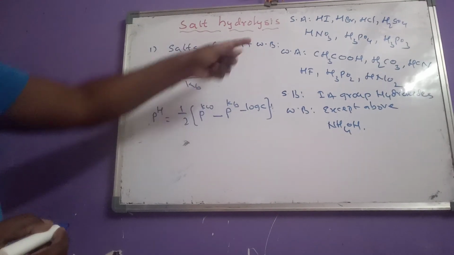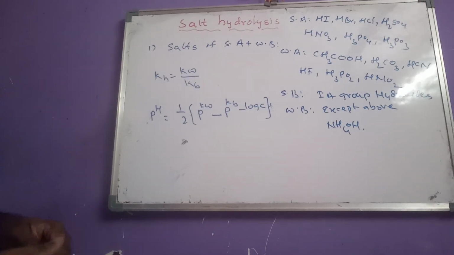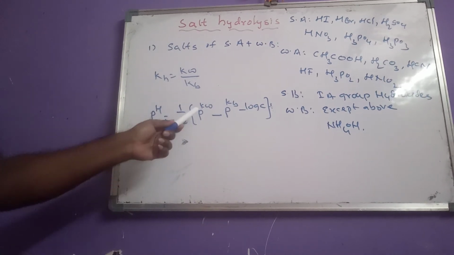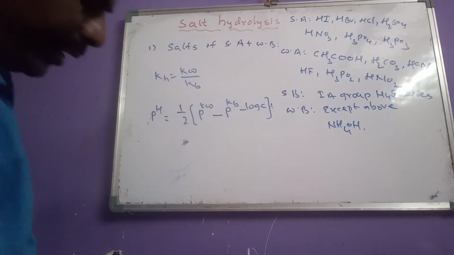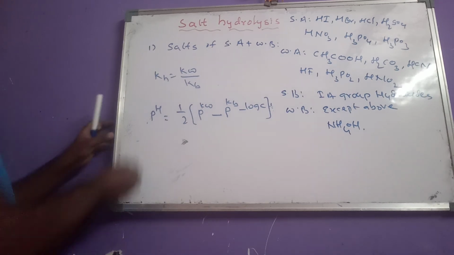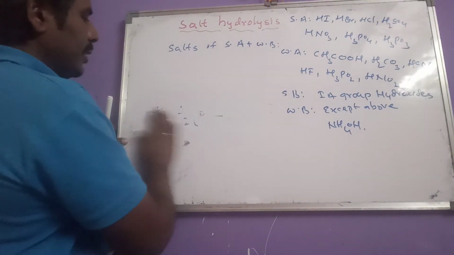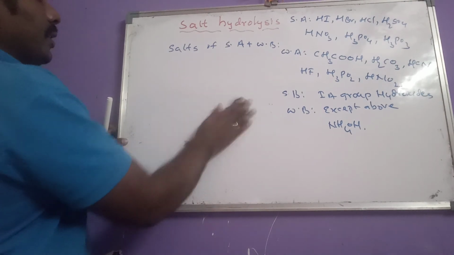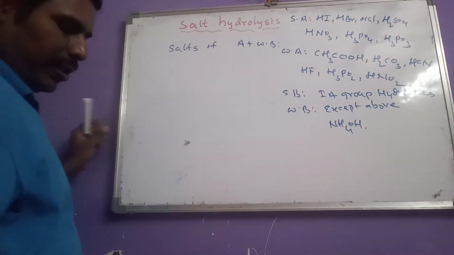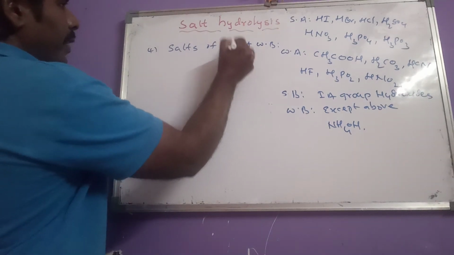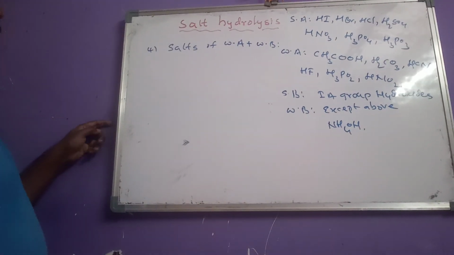Kb is the dissociation constant of the weak base, C is the concentration of the salt, and Kw, you know, is the ionic product of water. So this is regarding salts of weak acid and strong base. And another type of salts, the last type here, is salts of weak acid plus weak base.